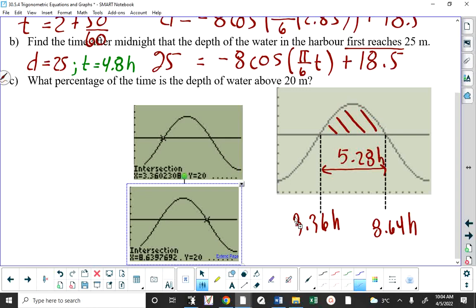5.28 hours. Now, there are two questions that are frequently asked on exams, diploma exams and my exams. For how many hours is the depth above 20? And the answer would be 5.28 hours. The more complicated one is what percentage of the time is it above the 20 meters? How can we figure out what percentage of the time this 5.28 hours is?